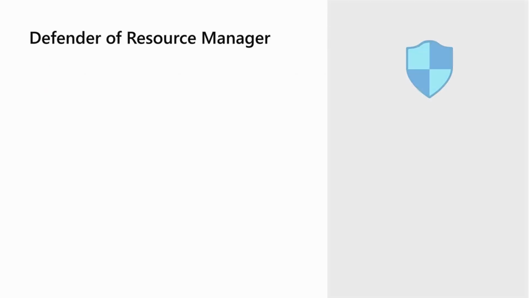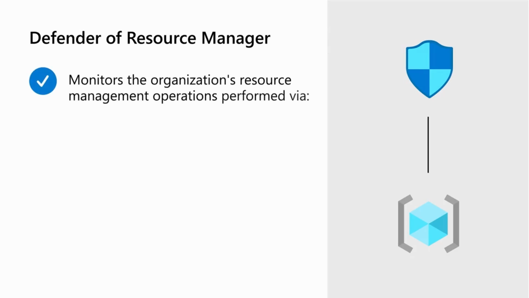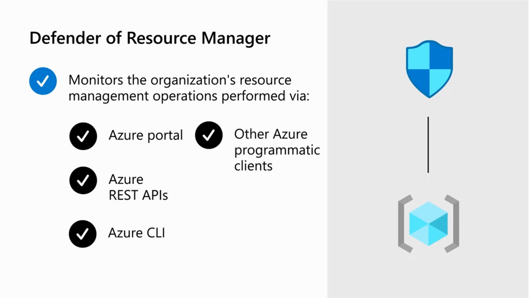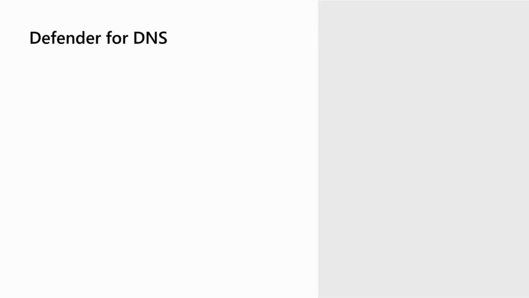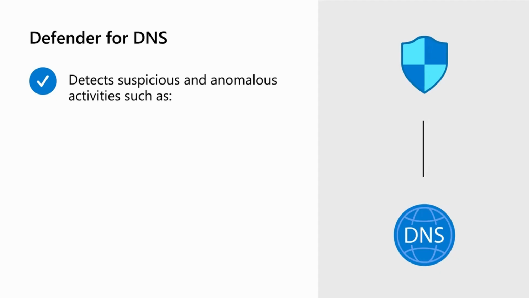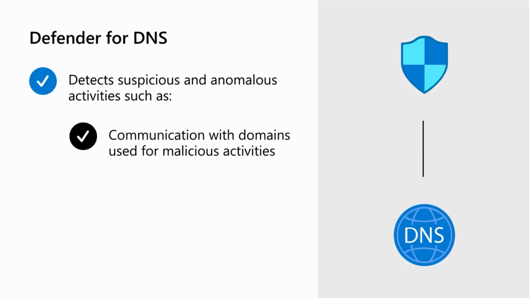The seventh plan is Defender for Resource Manager. It monitors your organization's resource management operations, whether performed through the Azure portal, Azure Representational State Transfer Application Programming Interface or Azure REST APIs, Azure Command Line Interface or Azure CLI, or other Azure programmatic clients. The eighth is Defender for Domain Name System or DNS. It detects suspicious and anomalous activities such as data exfiltration, malware, DNS attacks, and communication with domains that are used for malicious activities. Some examples are phishing and crypto mining.